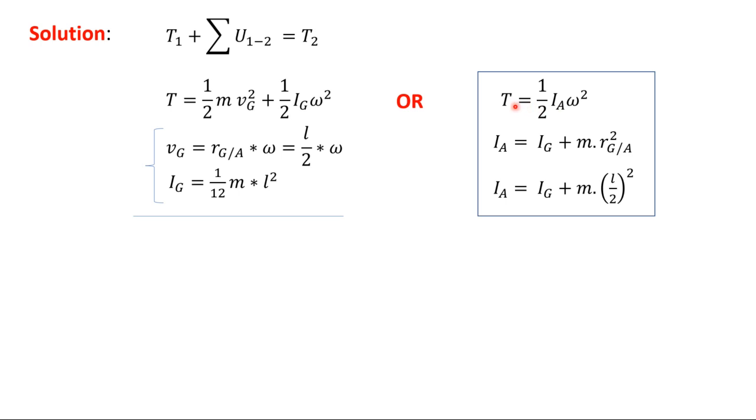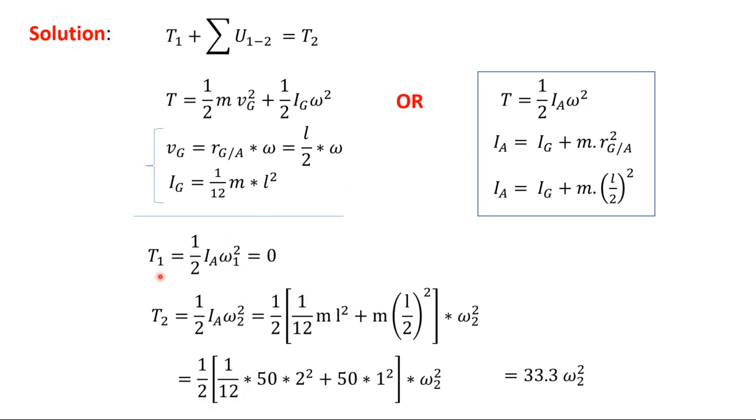So now we're going to start to calculate T1 and T2. For T1, omega was 0, so I can say that T1 is going to be equal to 0. And T2 is going to be when the value of omega is equal to omega 2, which is something I don't know. Okay, so that will be the equation we're going to have. T1 is going to be 0 because omega 1 is 0. T2 is 1 over 2 I_A omega 2 squared, and this will be equal to 1 over 2 multiplied by I_G plus I_A.